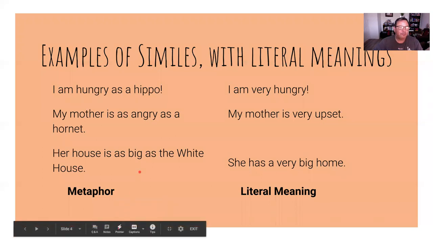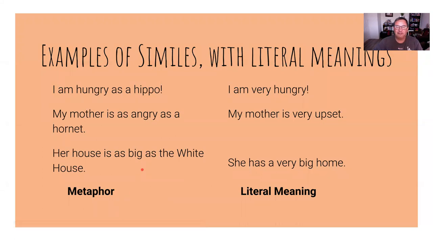So, examples of similes with their literal meanings. Remember, literal is when something actually is or happens. We're using figurative language. So we say, I'm as hungry as a hippo. All you're saying is, I am very hungry. That's the literal meaning. You're saying that in a figurative way, in a very nice, poetic, much more descriptive way.